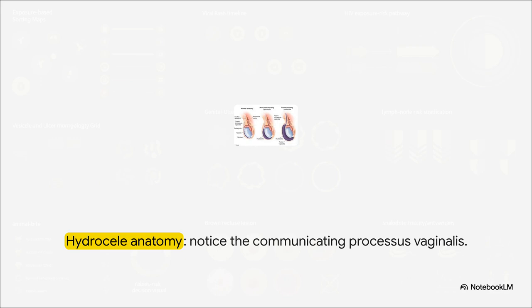From a management perspective, it's good news. Most communicating hydroceles in infants will actually resolve spontaneously as that processus vaginalis closes up by age 1. So observation is your initial step. But if the hydrocele persists beyond the first year of life, then surgical intervention is required to correct the defect and stop the development of an indirect inguinal hernia.